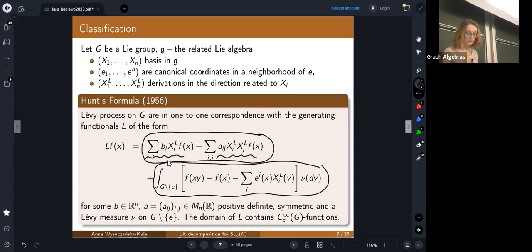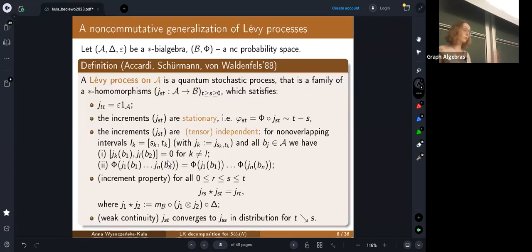And of course, now we would like to pass to non-commutative mathematics, non-commutative worlds. The notion of non-commutative Lévy processes was introduced by Accardi, Schürmann, and von Waldenfels. But since we need this group structure on the range space, what is required to define a Lévy process is a star bialgebra structure on the space on which the Lévy process lives. So now a Lévy process will be a quantum stochastic process, which means that we take a family of star homomorphisms going from a star bialgebra, so a space that has this group structure or the shadow of the group structure, to some non-commutative probability space, so a star algebra with a state.